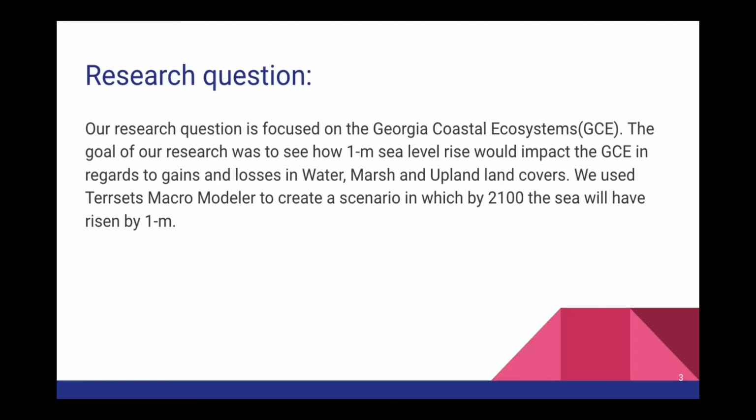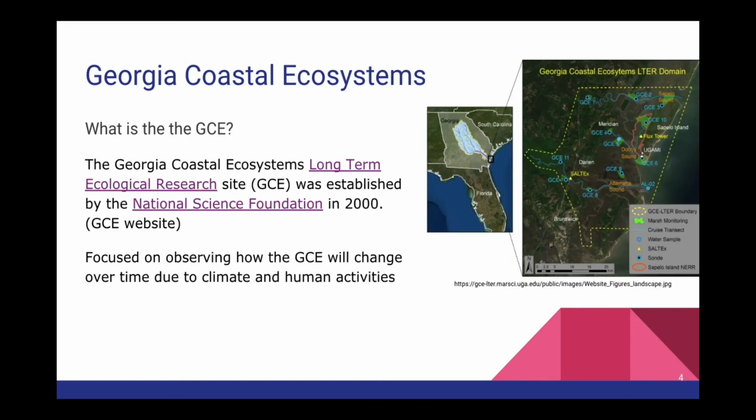Our research question is focused on the Georgia coastal ecosystems. The goal of our research was to see how 1 meter sea level rise would impact the GCE in regards to gains and losses in water, marsh, and upland covers. We used TerrSet's macromodel to create a scenario in which by 2100 the sea will have risen by 1 meter.